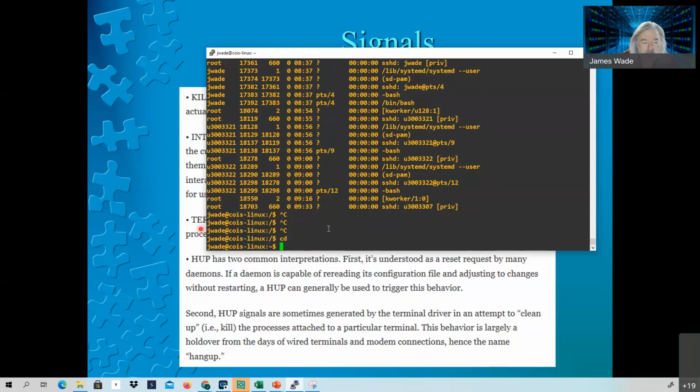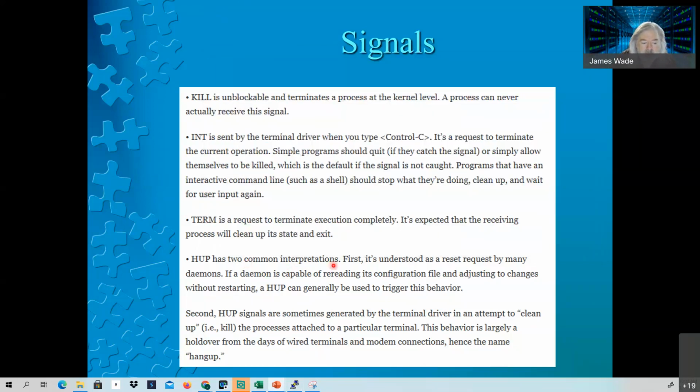Term is a request to terminate it. Hup. So hup has two common interpretations. First, it's understood as a reset by many daemons. The daemon is capable of rereading its config file and adjusting changes without restarting, while a hup can generally be used to trigger the behavior. Sometimes it allows you to clean up the process and basically hang up. So it does sometimes. A hup means terminate it. Sometimes it depends on the program.